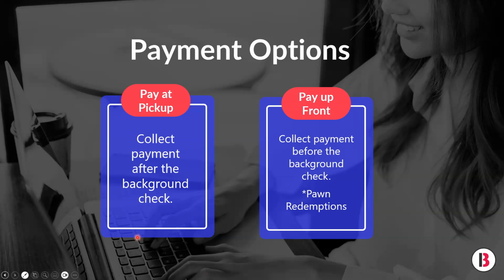Another housekeeping item is just payment options. So with cloud storage, you have the ability to select whether you want to pay at pickup or pay up front. If you only have E4473, pay up front is going to be the only option for collecting cash. So the difference between these is that if you elect to do pay up front, you're going to collect payment before you do the actual background check to release the firearm. For pay at pickup, it's going to be you collect payment after the background check is complete.